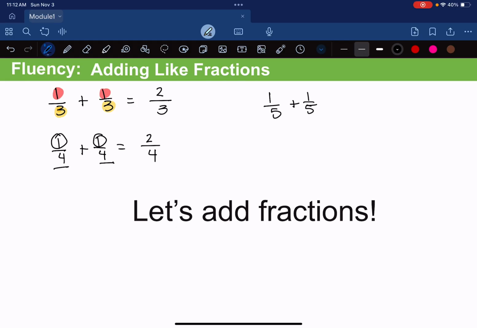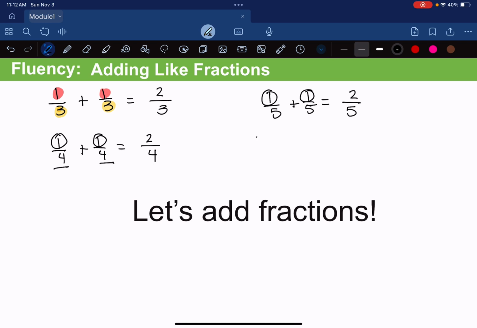Get that set up. Think about who you need to keep, who you need to add. It should be that you kept your denominator a 5, and you take 1 plus 1 equals 2, so you should have gotten 2/5.